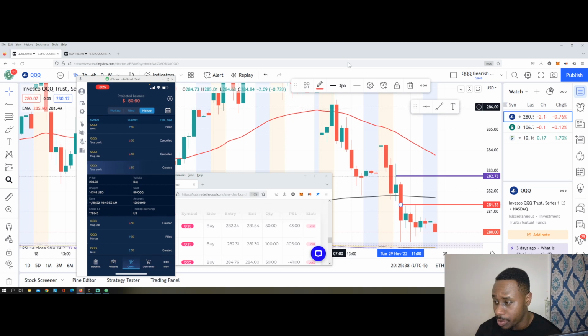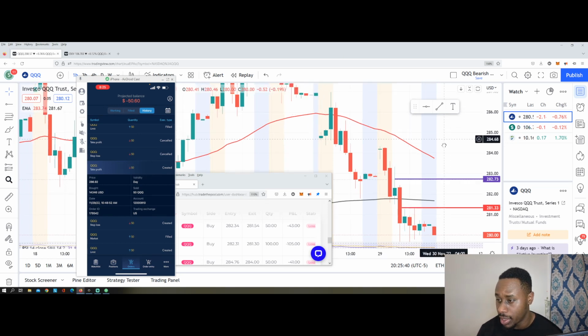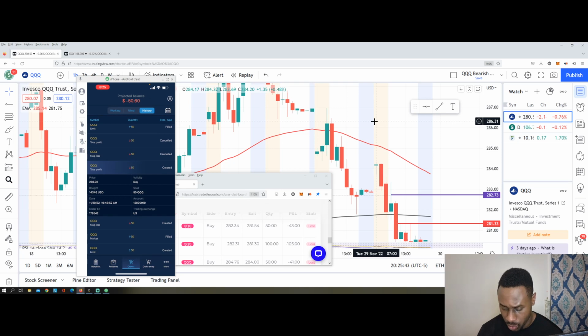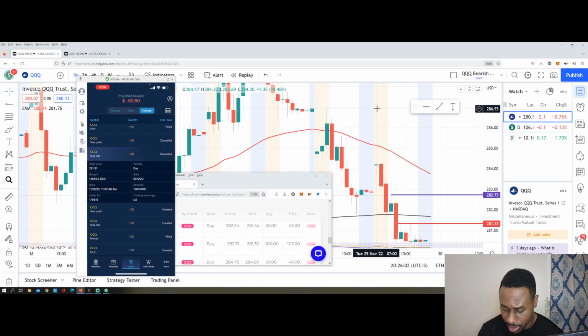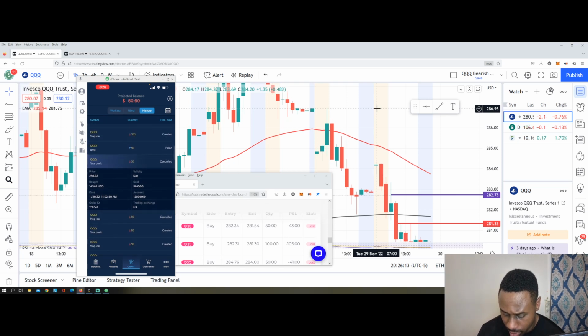I had my take profit at 28692. So around here, like the previous high, like yesterday's high, that's where I had my take profit. And then I had the stop loss at 28131, right? And then the next take profit was 28692, which was cancelled as well.